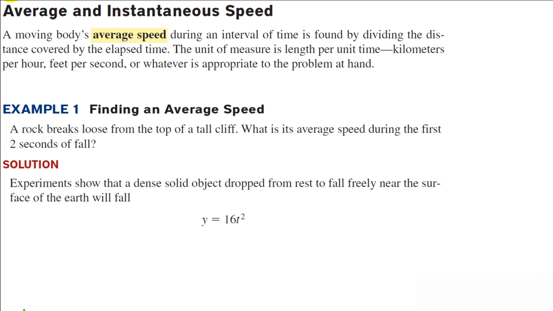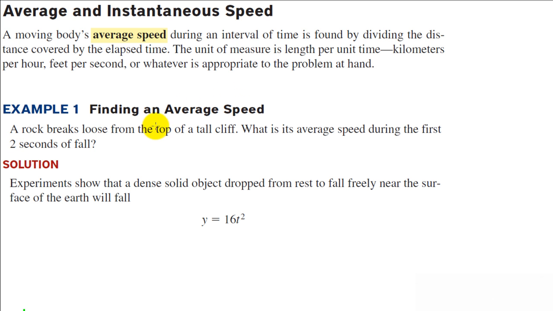In our next slide, we're going to talk about average and instantaneous speed. A moving body's average speed during an interval of time is found by dividing the distance covered by the elapsed time. That's what we just did. The unit of measure is length per unit time, kilometers per hour, feet per second, or whatever is appropriate to the problem at hand.